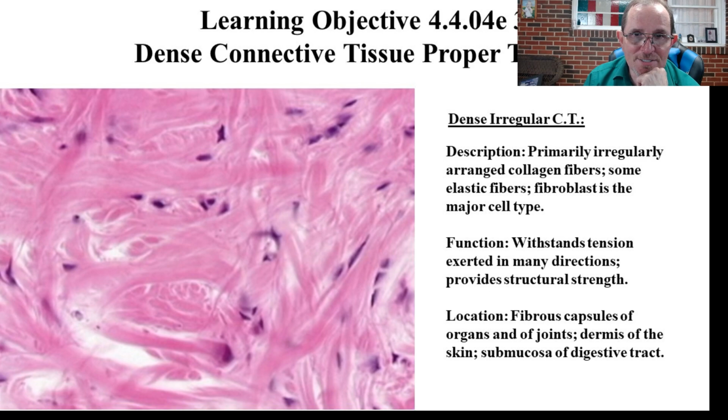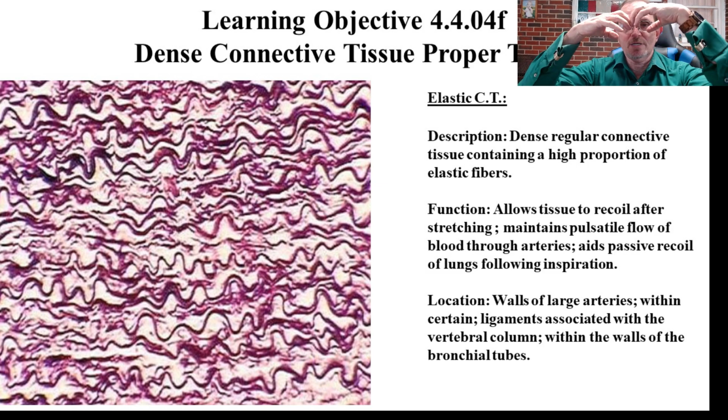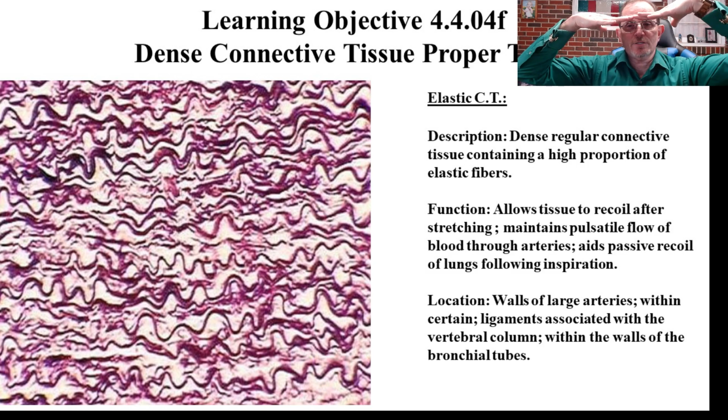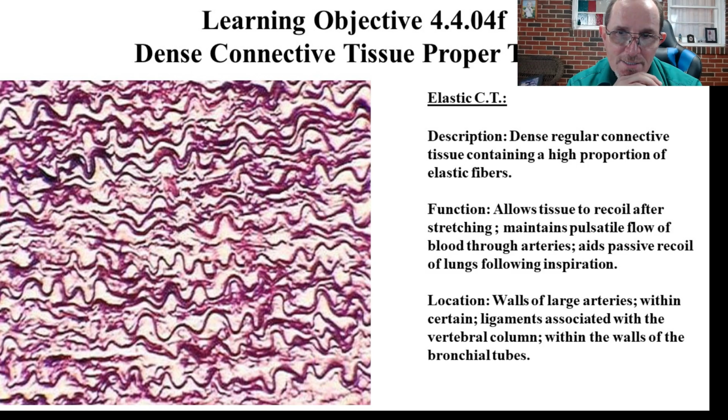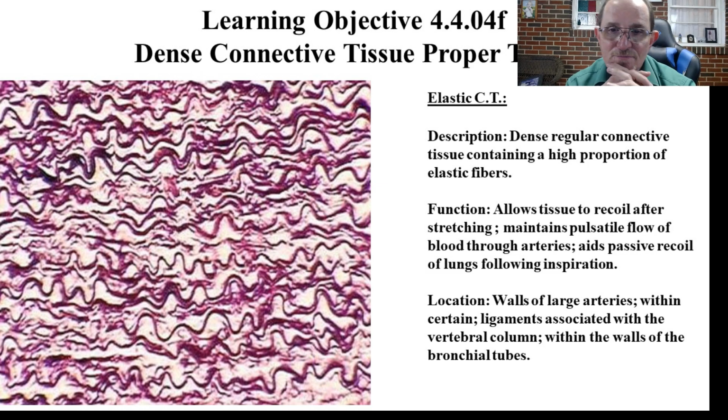Okay, and then the last type of dense connective tissue is the elastic. These guys look like a bunch of squiggly lines, which when they are stretched, flatten out. The main cell, and it's hard to even see a cell in there. There's a nucleus right there. I think there's one right there and right there. Those are fibroblasts. These guys have got a lot of elastic fibers running in the same direction.